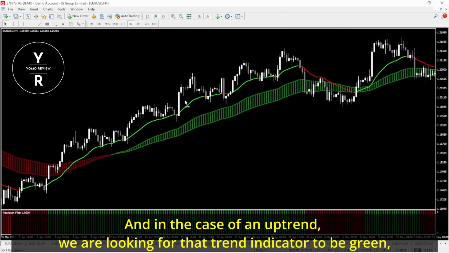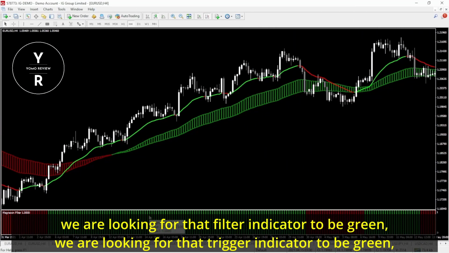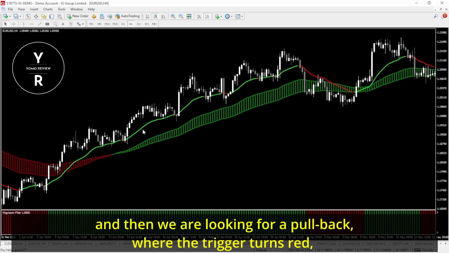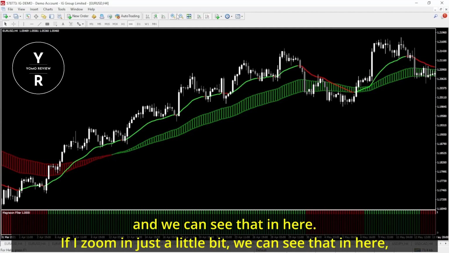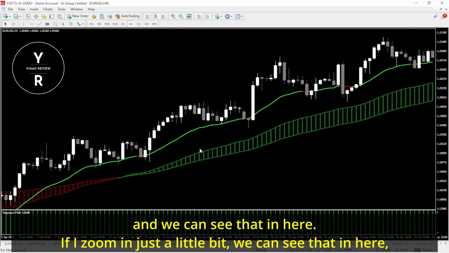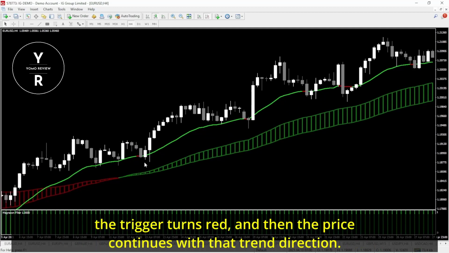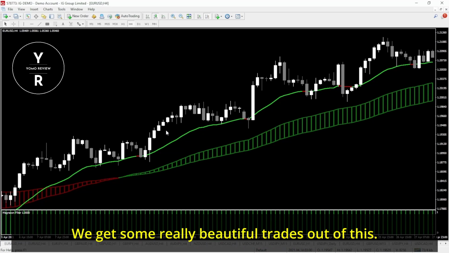And in the case of an uptrend, we're looking for that trend indicator to be green. We're looking for that filter indicator to be green. We're looking for that trigger indicator to be green. And then we're looking for a pullback where the trigger turns red, and we can see that in here. Zoom in just a little bit, we can see that in here. The trigger turns red, and then the price continues with that trend direction. We get some really beautiful trades out of this.